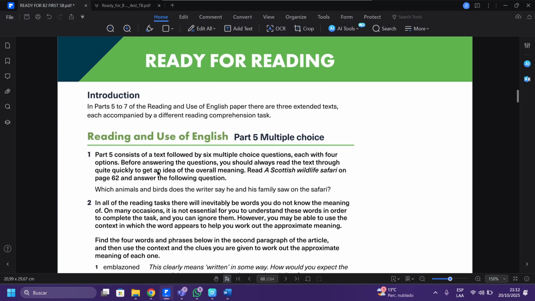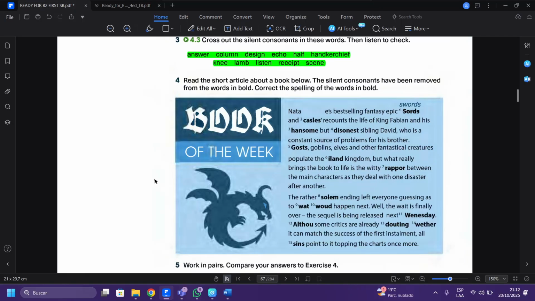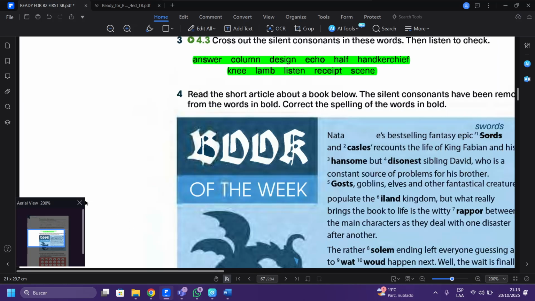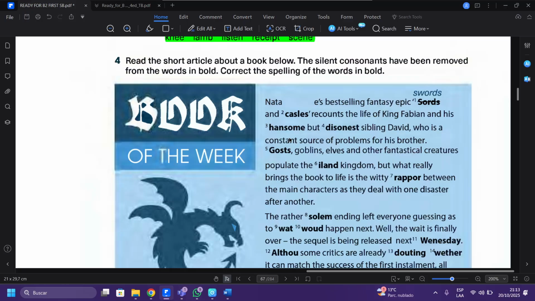With this word or with the other words, we can have to fill in. For example, in here, in this box, there are some silent consonants that have been removed from these words in bold. Can you identify what those words are? For example, in the word swords, the first one, swords, espadas, right? They are castles.